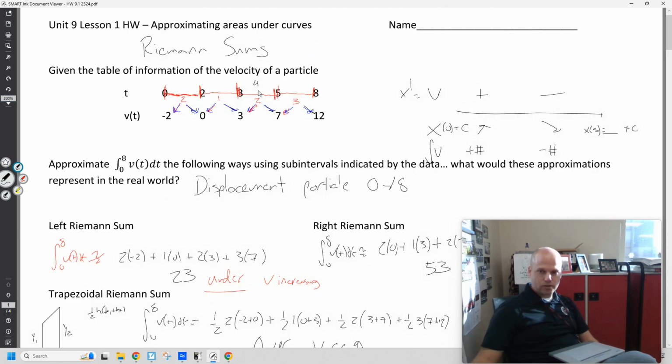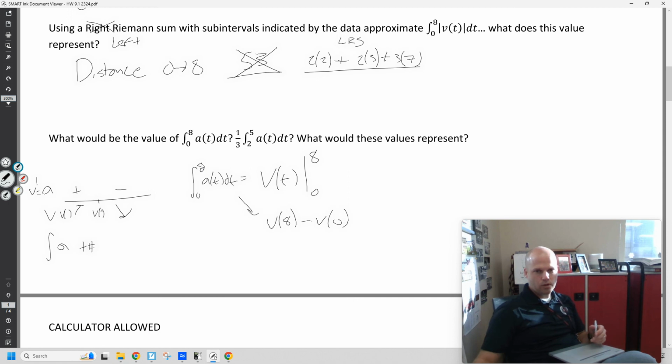You can go back to your table to find v of 8, which is 12, and v of 0, which is negative 2. You ended at a velocity of 12, started at a velocity of negative 2. The displacement of velocity was 14. That'll be the area under acceleration.